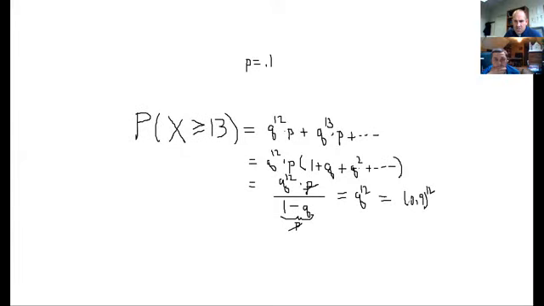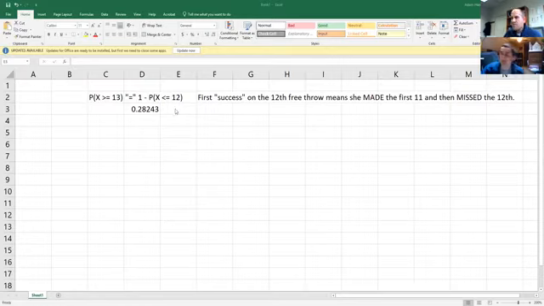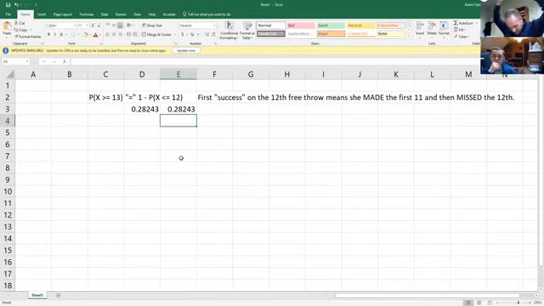It was 0.9 to the 12th is what we had. Yeah, 0.9 to the 12th. So that thing I just got should be the same, right? Yeah, it's the same. Okay, cool. Makes sense. Part B is basically the same.